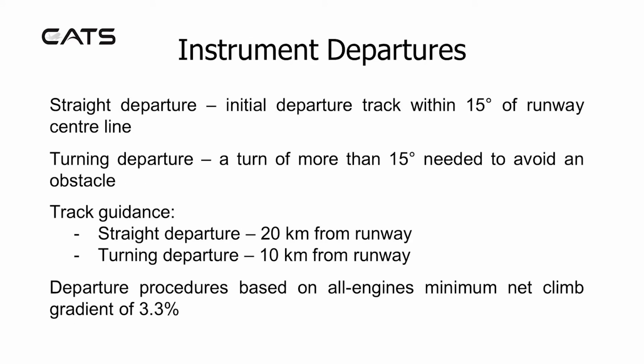Instrument departures. A straight departure means the initial departure track is within 15 degrees of the runway centerline. A turning departure means a turn of more than 15 degrees is needed to avoid an obstacle. Track guidance for a straight departure is for 20 kilometers from the runway. A turning departure has track guidance for 10 kilometers from the runway. Departure procedures are based on all engines' minimum net climb gradient of 3.3%.